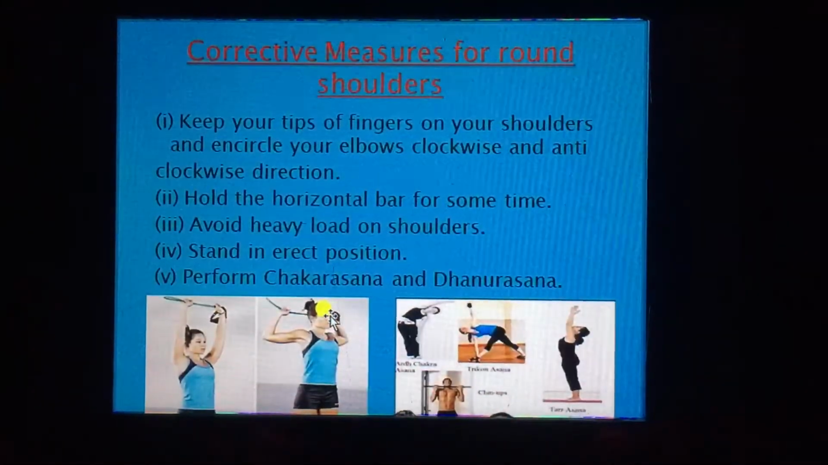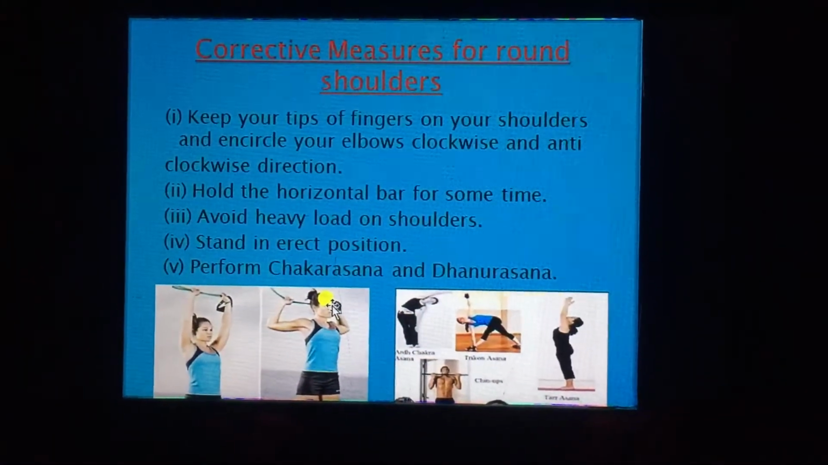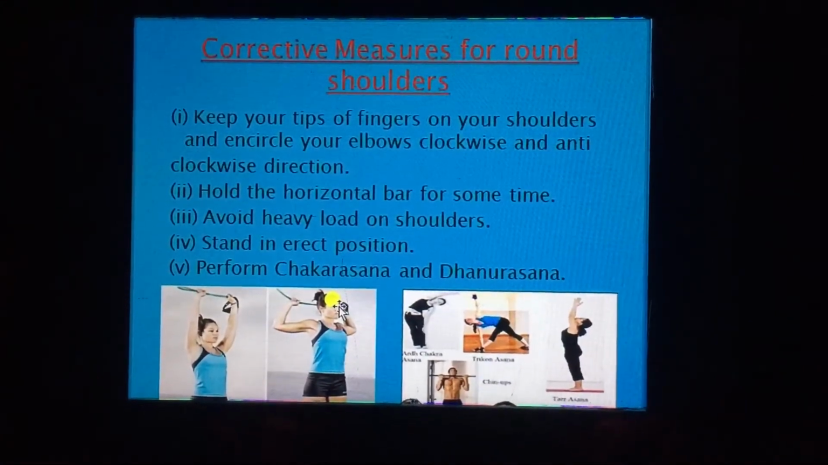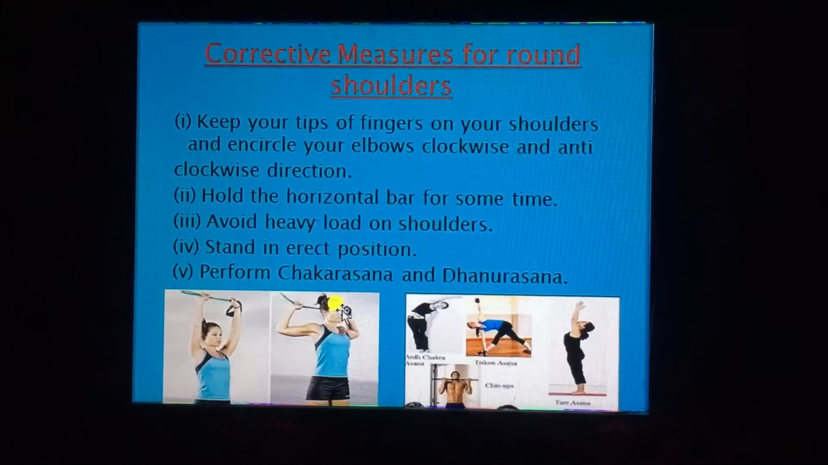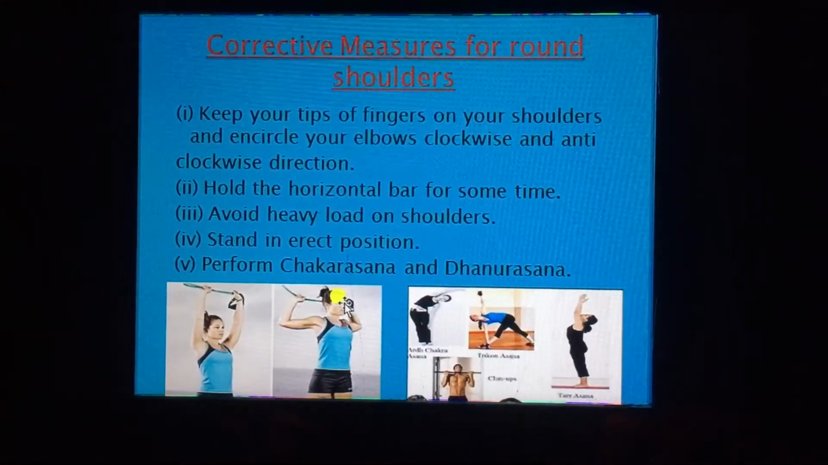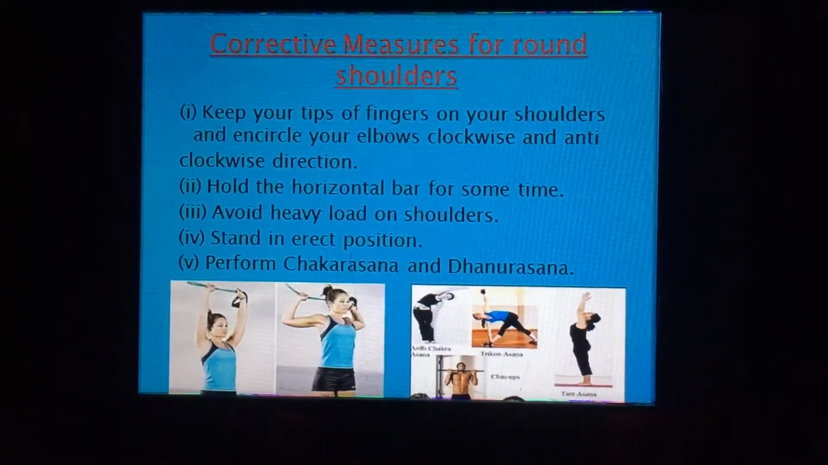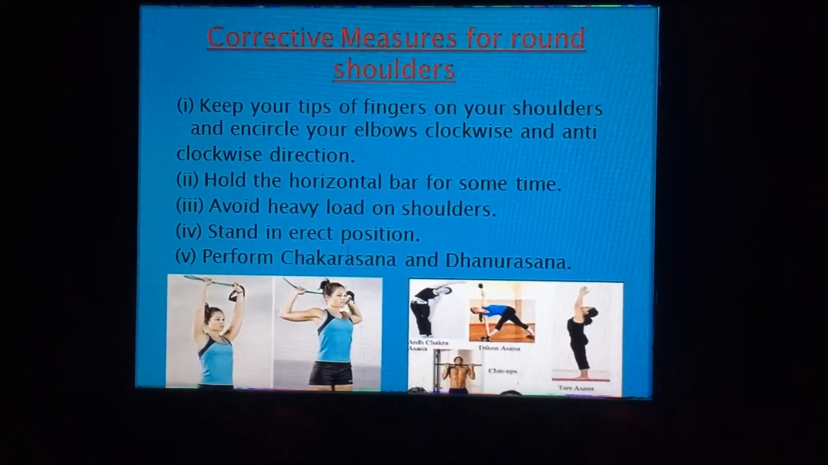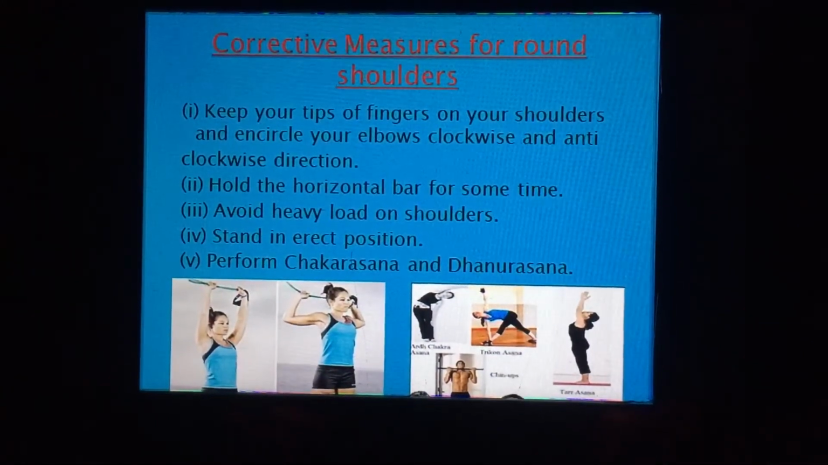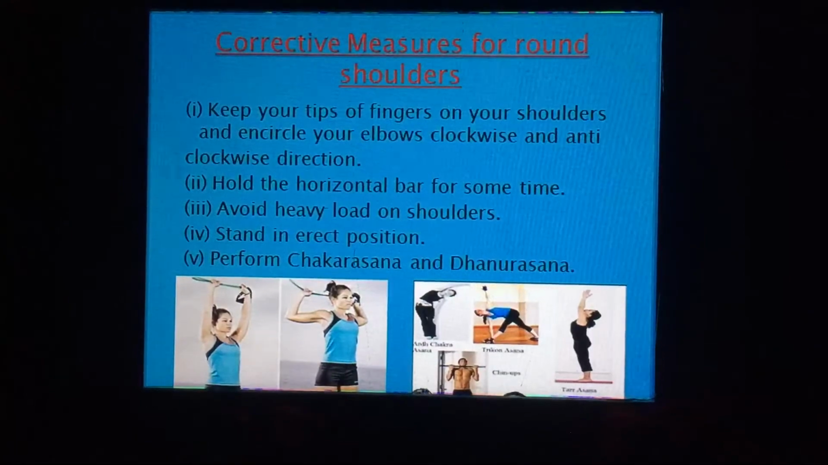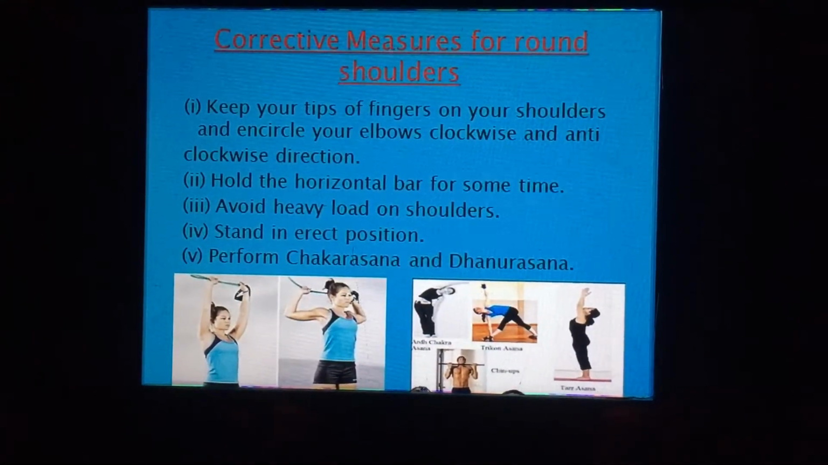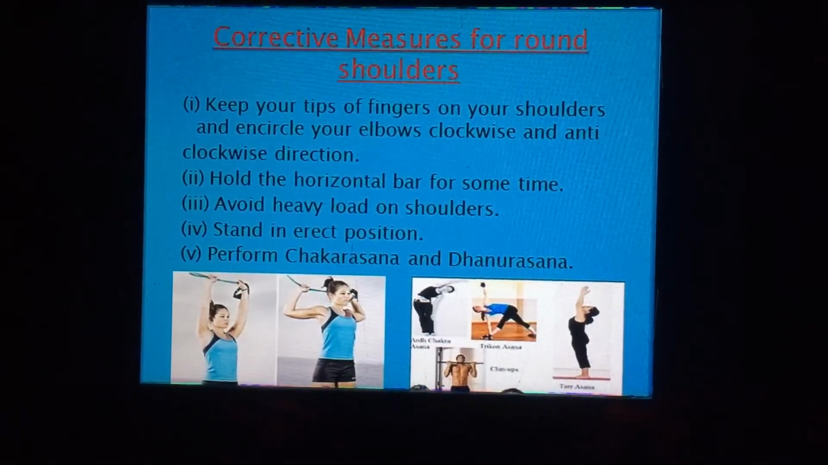Next are corrective measures for round shoulders. First, keep the tips of your fingers on your shoulders and circle your elbows in clockwise and anti-clockwise directions. Next, hold the horizontal bar for some time, right? If we hold the horizontal bar with our hands, with our palms, then it can be a corrective measure.